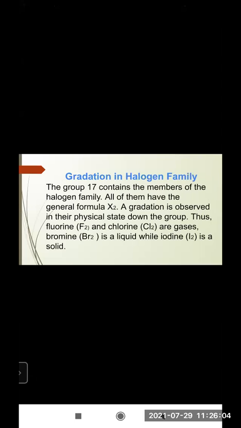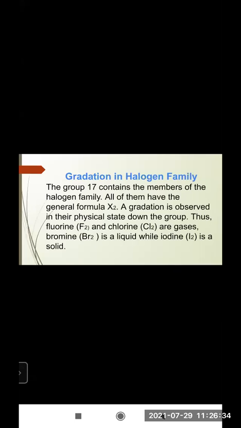So here we have completed our topic number two, periodic classification of elements. We have seen the classification of elements: Dobereiner's triads, Newlands' law of octaves, Mendeleev's periodic table. All the statements you have to study, with their merits and demerits. Then we studied the modern periodic law, the modern periodic table, what groups are, what periods are, and how many groups and periods there are.